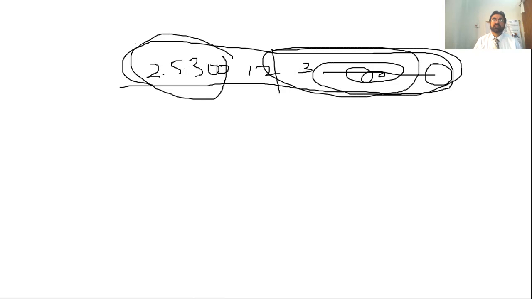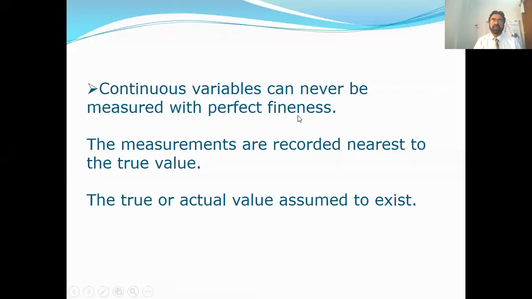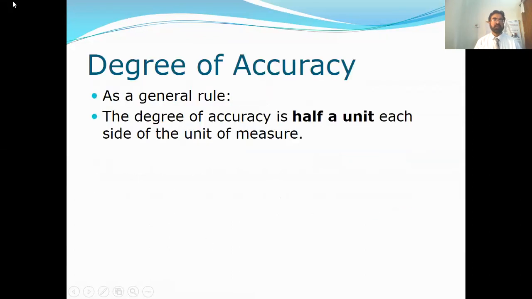So that is perfect fineness. We can't go for perfect fineness, though it exists. For example, the measurement is recorded nearest to the true value, the true or actual value assumed to exist. The degree of accuracy is a general rule. The degree of accuracy is half a unit each side of the unit of measurement.